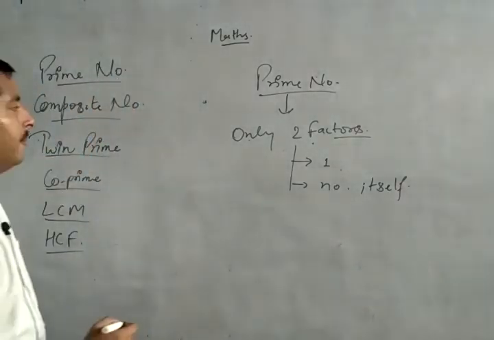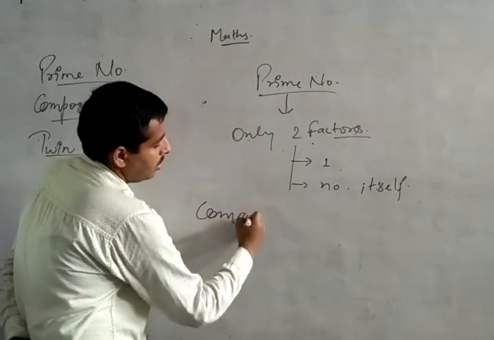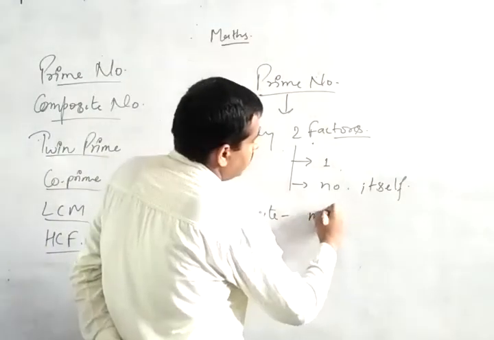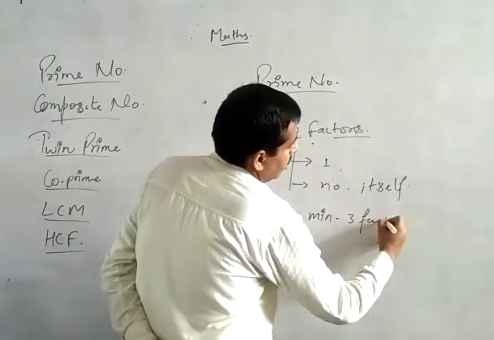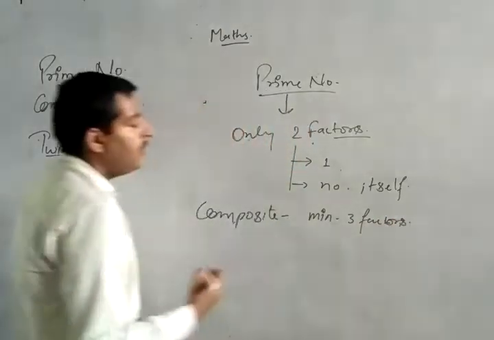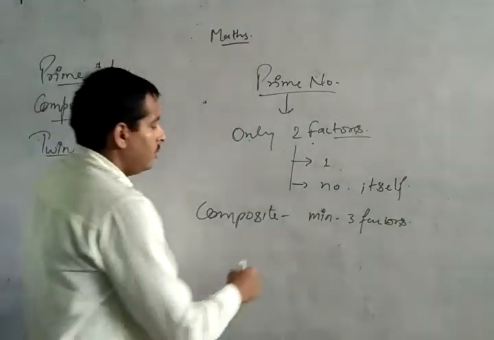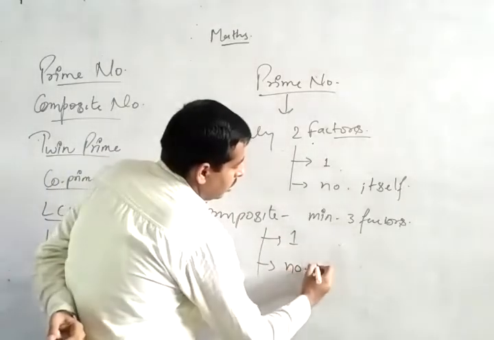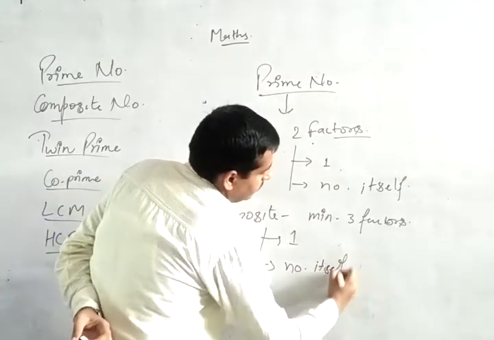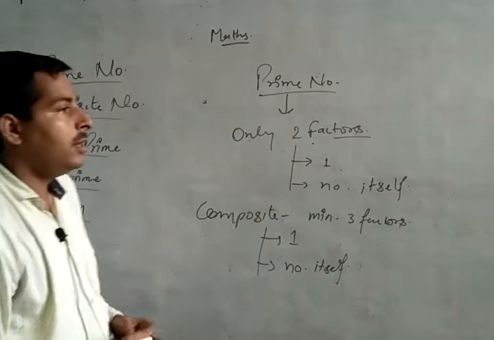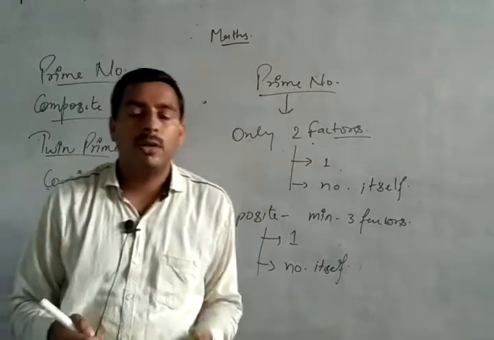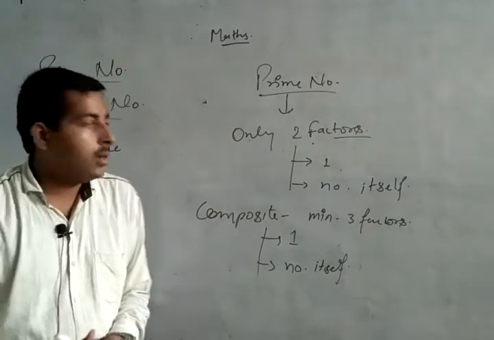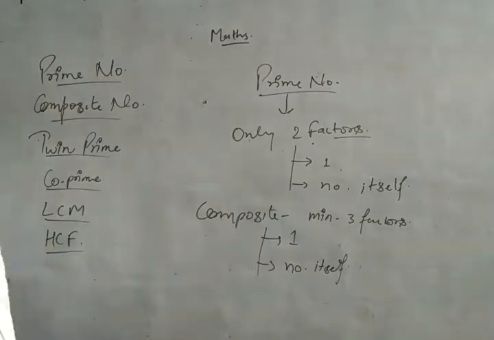Now, what is a composite number? A composite number is one which has a minimum of 3 factors, meaning at least one factor except 1 and the number itself. That means there should be a number by which the number gets divided, and that number should not be 1 or the number itself.